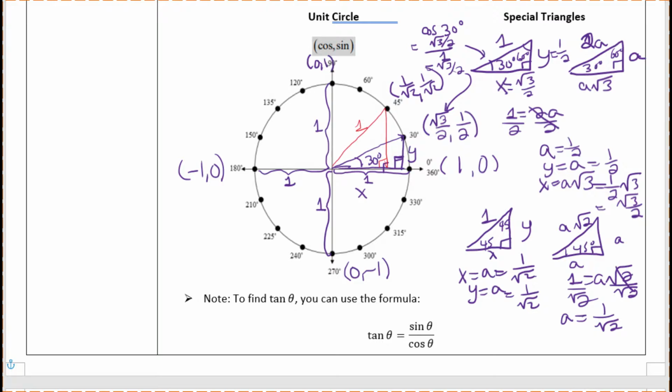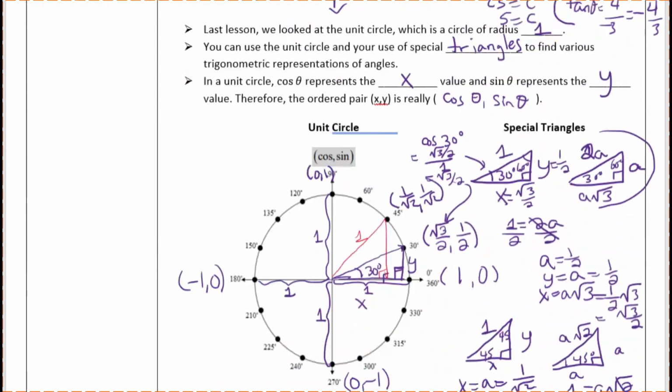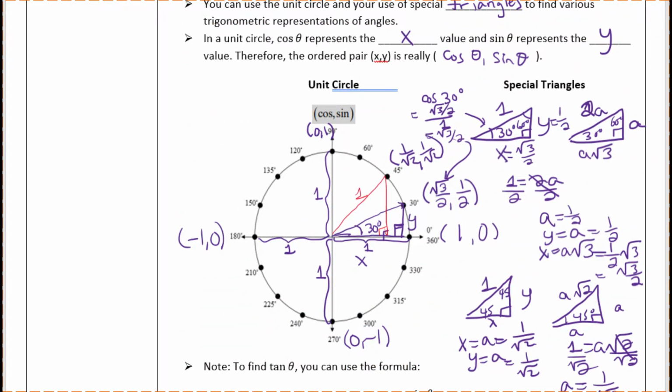Alright, and then for the 60-degree side, we can use a shortcut. The shortcut now is that for the 60-degree side, we have cosine of 60. So if we look at this triangle right here, we're now focused on, not that triangle, we are now focused on this triangle right here.